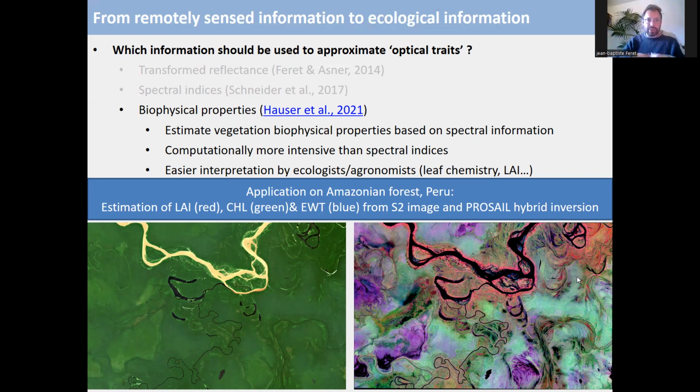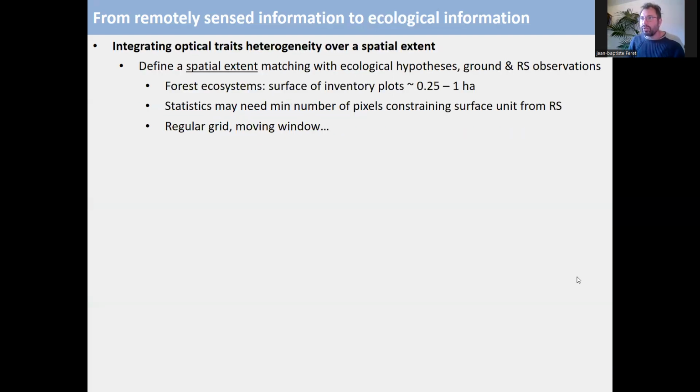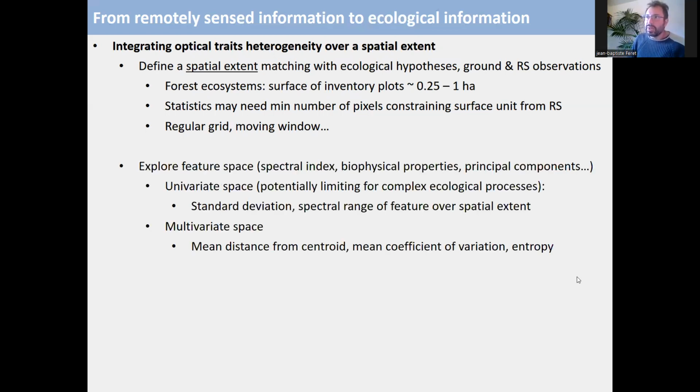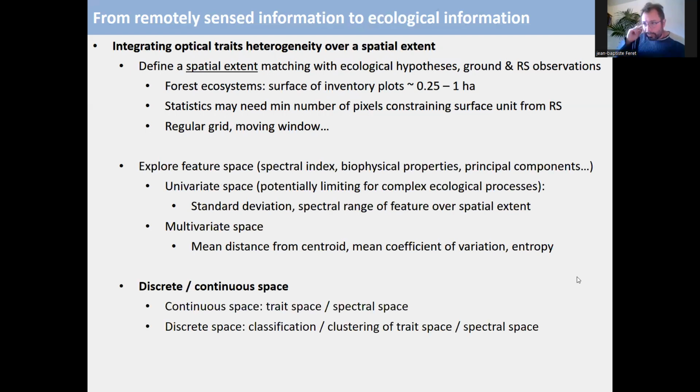It's just to illustrate that you can basically at some point select different methods in order to produce higher level metrics aggregating spectral information. And then at some point, if you want to move from there to ecological information, one possibility is to define a spatial extent where you will work and integrate the heterogeneity over the spatial extent. For forest ecosystems, for example, we usually work with 0.25 or 1 hectare plots, which usually match with forest inventories. And so, well, I will go very fast through it.